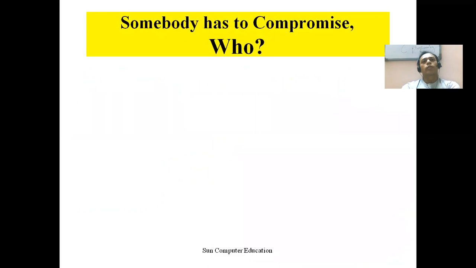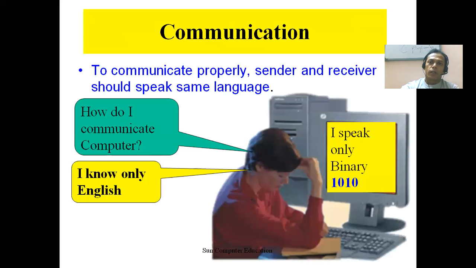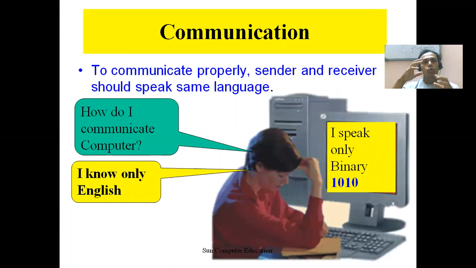Now the problem is, if you want to communicate, somebody has to compromise. Computer says, I know only binary. I'll say I know only English. Correct? So we'll compromise. Okay, let's take another example. The computer is going to cook our instructions, execute our instructions, programs.